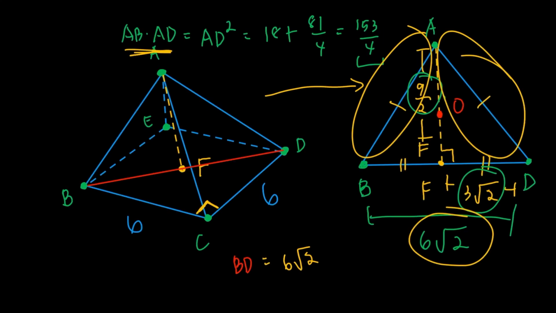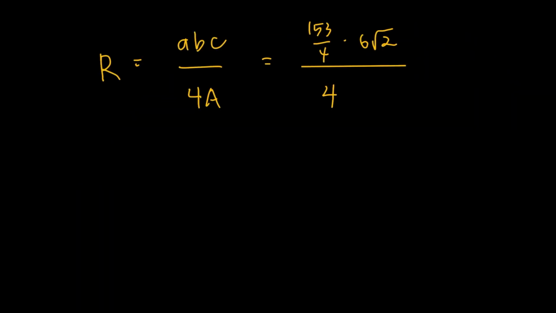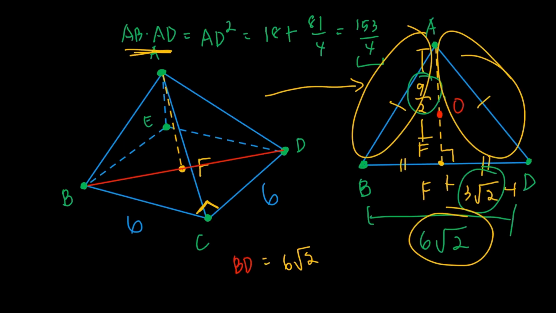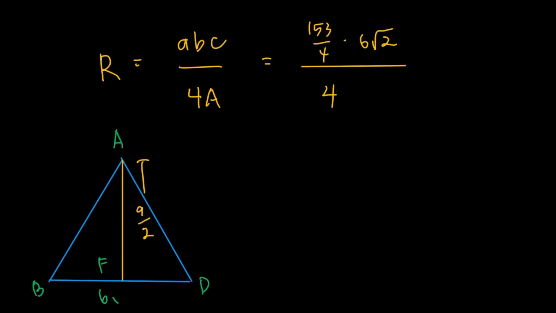So let's just go back and get the area. Let me rewrite the figure so that we could get the area a little bit better. But everything is already here because we already have AF, which is the height. That's going to be 9 halves. And we already do have the base as well. It's going to be BD in this case from this figure, although it's a little bit ugly. But BD is going to be 6 square root of 2, as mentioned. So the area is going to be 6 square root of 2 times my height of 9 halves divided by 2.